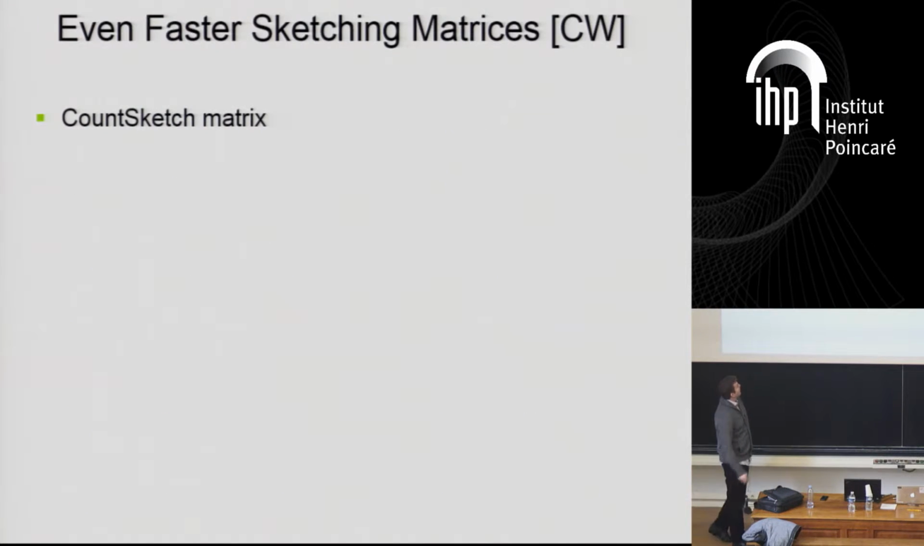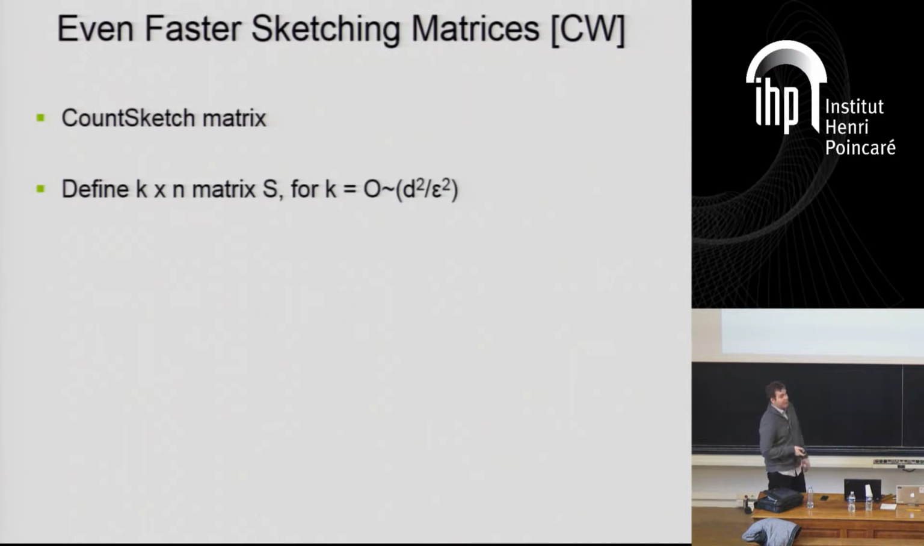OK, so that's optimal in the matrix dimensions. But what we showed a few years ago is that you can actually get algorithms that depend on the number of non-zero entries of your matrix A. Oftentimes your matrix A is very sparse. It might only have order n non-zero entries, for example, out of n times d, and you'd like running time proportional to that sparsity. So instead, what you can use is what's called a count sketch matrix from the streaming literature. It's again a wide, fat matrix with k rows, but now k is a little bit larger: instead of d over epsilon squared, it's d squared over epsilon squared.